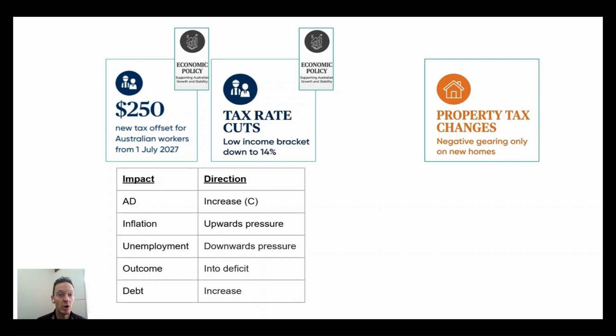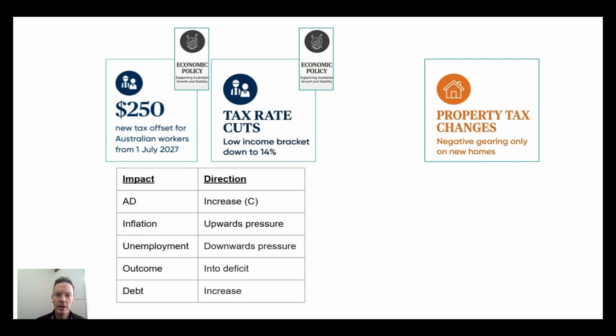Now, negative gearing, I'm not going to go into in this particular video. We're going to talk about that in class. But essentially, this is incentivizing investors to invest in homes that are newly built only. And this is designed to reduce the demand on existing home stock to allow those low-income earners and new entrants to the property market to be able to afford those properties.